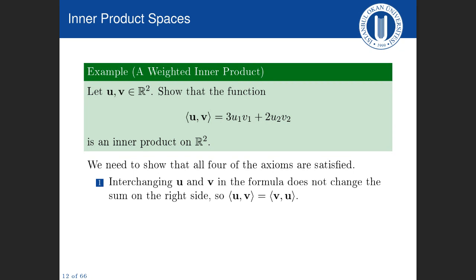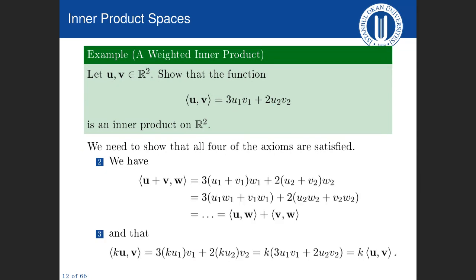The first axiom said that we must always have that the inner product of u and v is the same as the inner product of v and u. We look at the formula. If we swap u and v, then nothing changes. 3u1 v1 is the same as 3v1 u1, and 2u2 v2 is the same as 2v2 u2. So rule number 1 must be true.